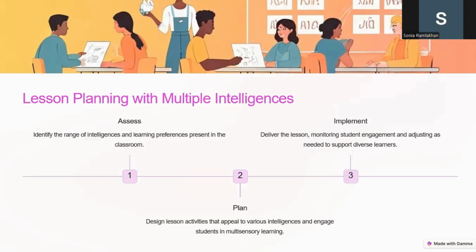Lastly, number three, we have implement. During lesson delivery, monitor students' engagement closely. Be prepared to make real-time adjustments to support students who may need additional scaffolding, ensuring the lesson is inclusive and engaging for all learners.